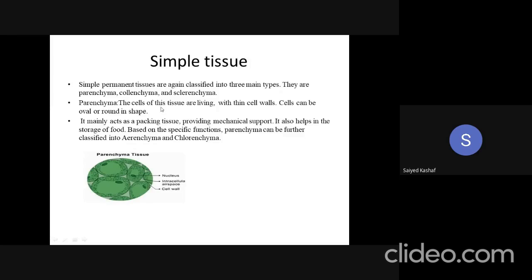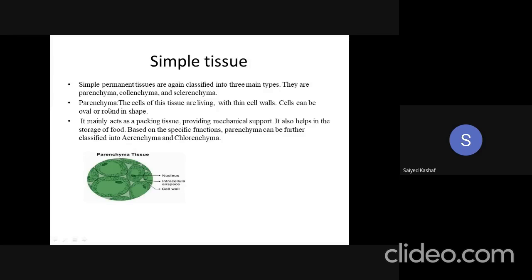The cells of these tissues are living and with thin cell wall, and the cell can be oval or round or polygonal in shape, and it mainly acts as a packing tissue and provides mechanical support, whereas it also helps in the storage of food. But based on the specific function, parenchyma can be further divided into chlorenchyma and aerenchyma.